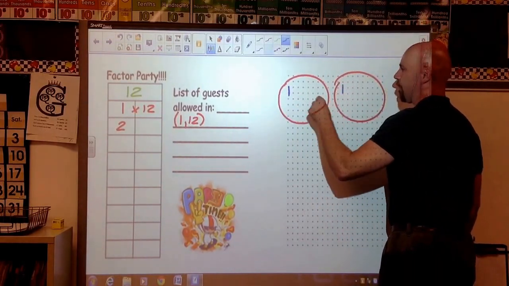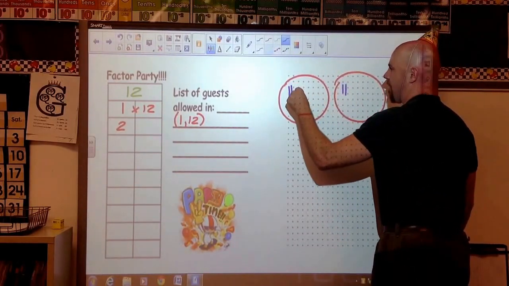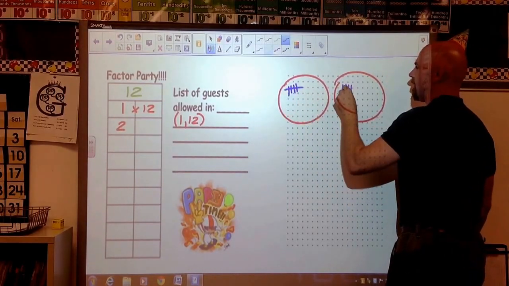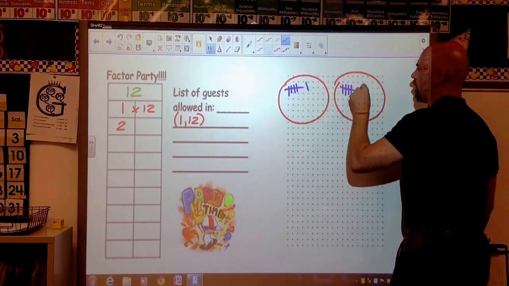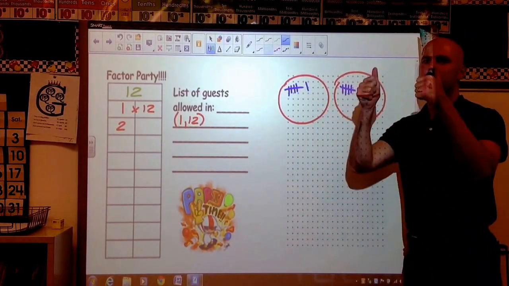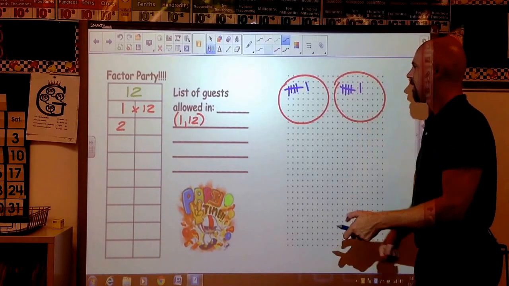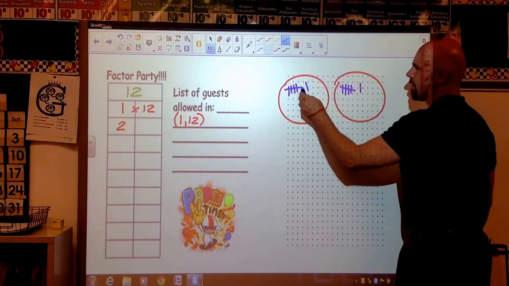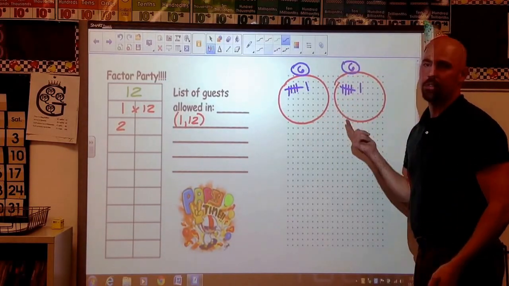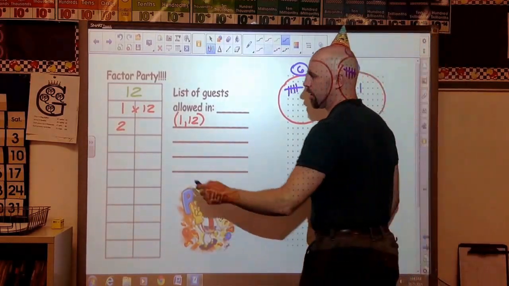1, 2, 3, 4, 5, 6, 7, 8, 9, 10, 11, 12. Do I have the same number of tallies in each bubble? Yes. Yes, I'm invited. Well, how many tallies are in each bubble? 6. Well, looks like we just found 2's date. 2's going to the party with 6.